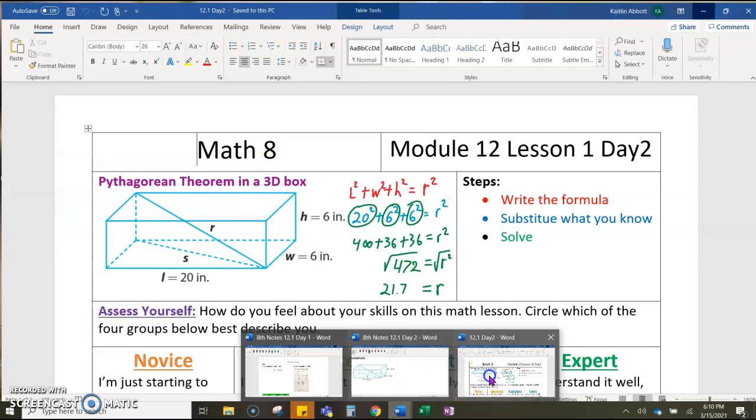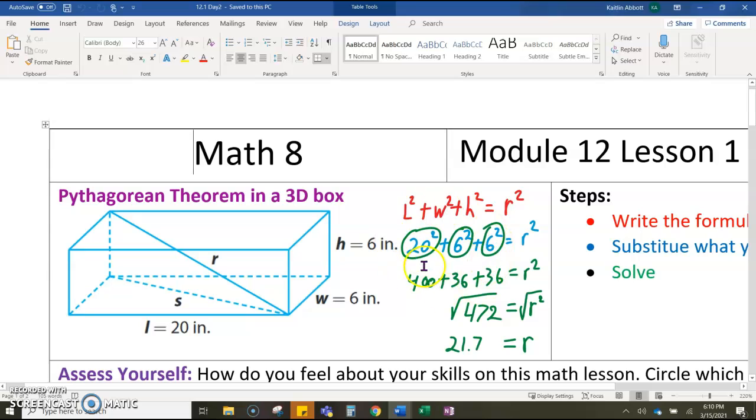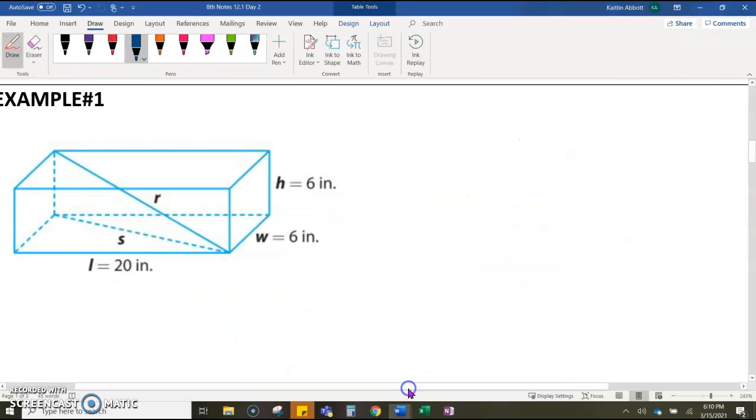I think this is your homework. Here we go. If you ever get confused, here's the example on your homework. We're going to do length squared plus width squared plus height squared, which is going to get us that diagonal we want, the one that goes right down the middle. So let's go back to our notes.